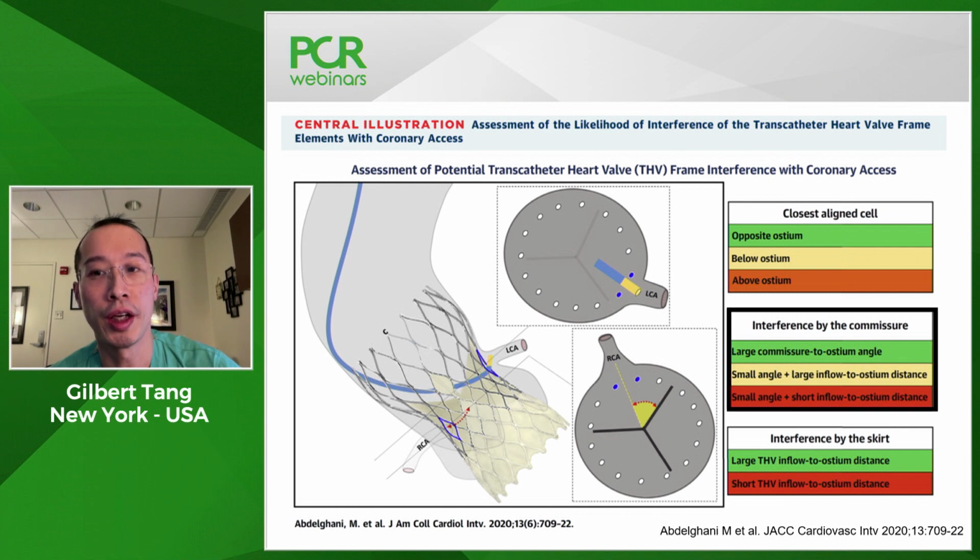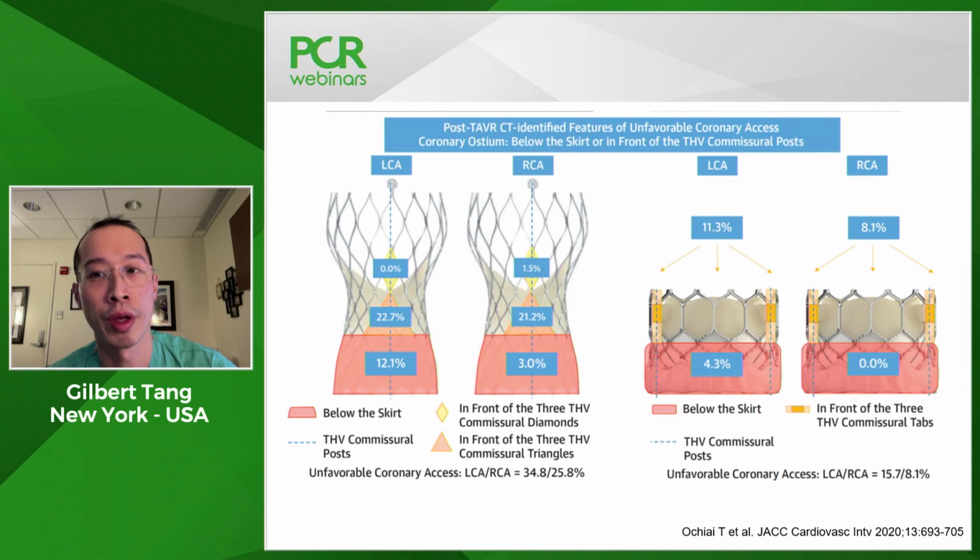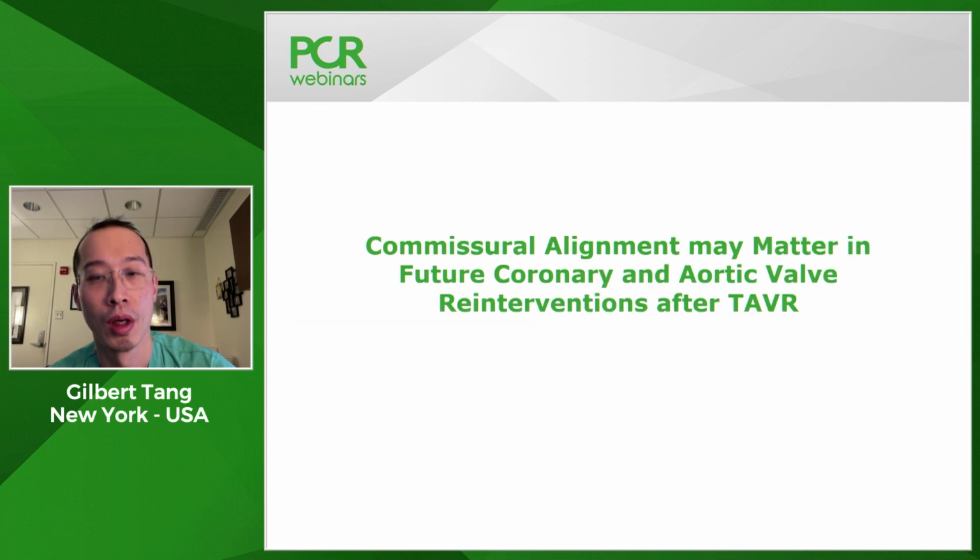So what you see here is some of the papers recently published looking at whether a commissure facing one of the coronaries makes coronary access difficult. For example, with the Evolut device shown here, this is a CT study looking at multiple different cases, and about 20% of the time there's one commissure facing the coronary with the Evolut system, and even for balloon expandable valves, over 10% of the time. So what we believe is that commissure alignment may matter for future coronary access and maybe even aortic valve reintervention.